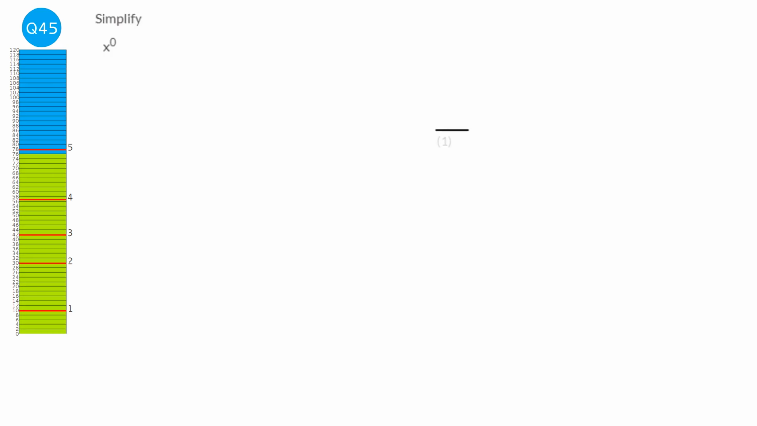Any number to the power of 0 is equal to 1. So it doesn't matter if it's a number or a letter, it's always going to equal 1.